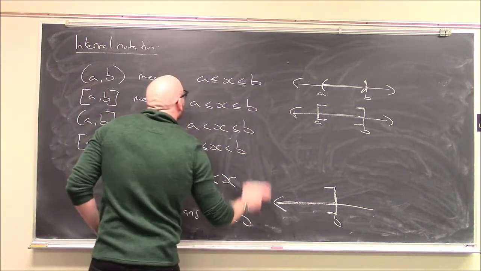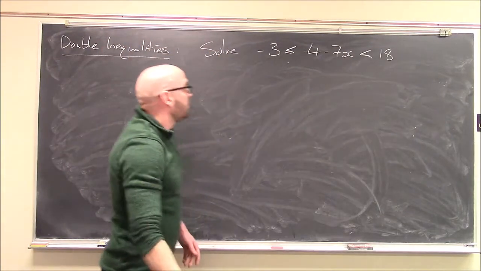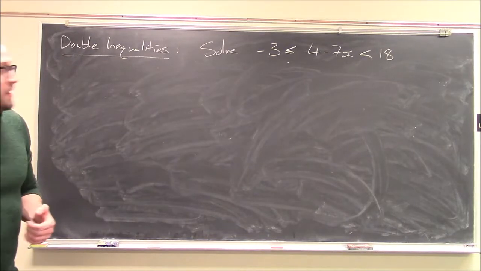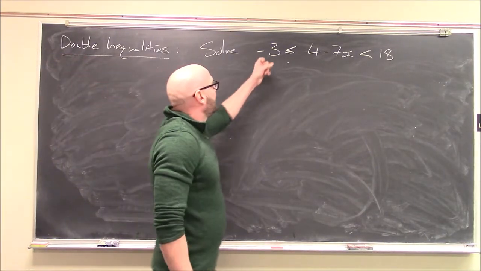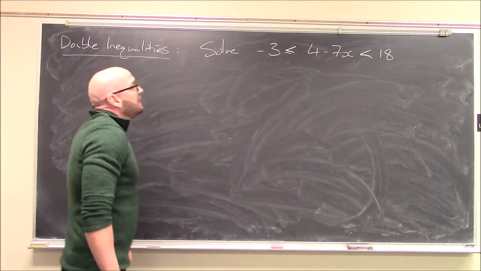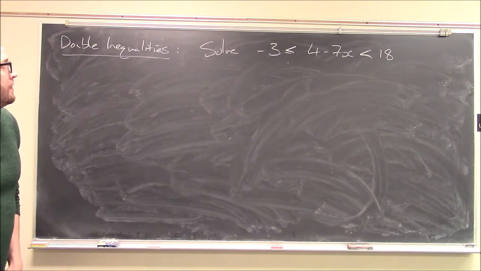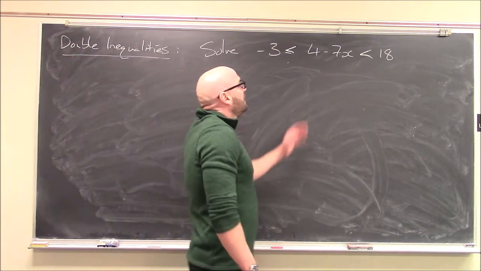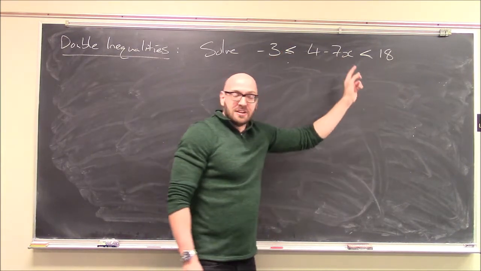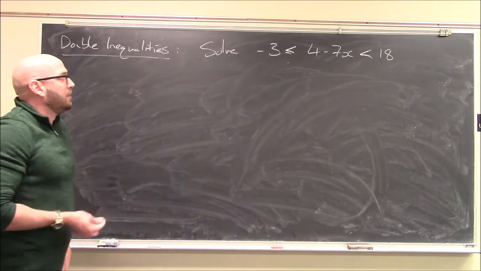Let's do another example. Quite often when you're solving linear inequalities, you end up with something like this where you have a double inequality. So I'm trying to solve this. I want minus 3 to be less than or equal to 4 minus 7x, but I also want that to be strictly less than 18 at the same time. So how do you solve this? Well, the same way you always would. You just work with 3 different pieces instead of 2 different sides, as we were before. You just work with all 3 sides at the same time.